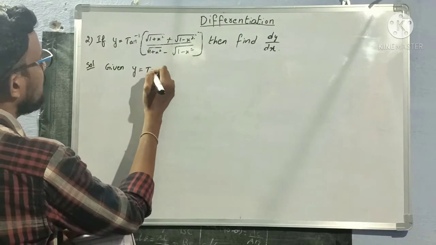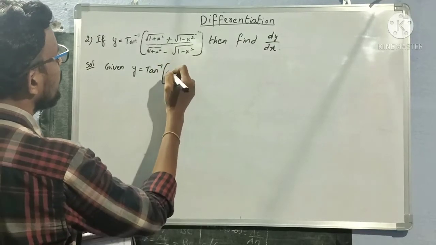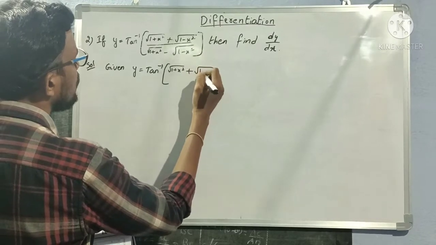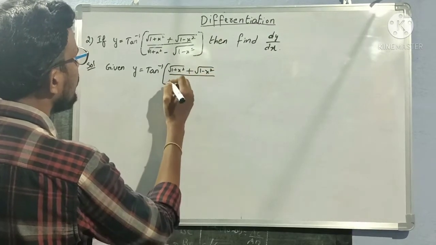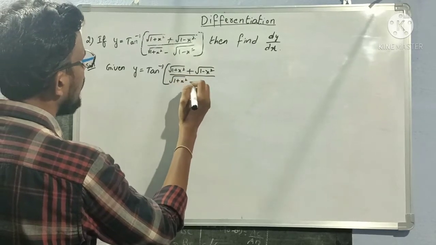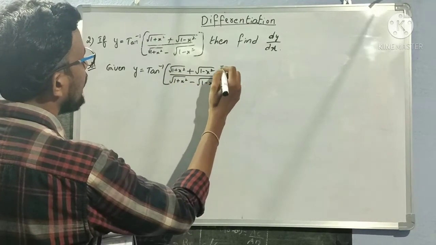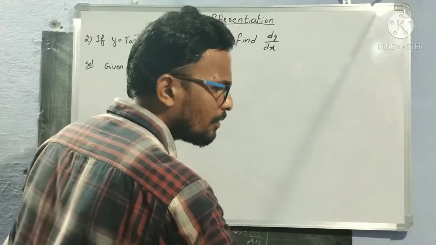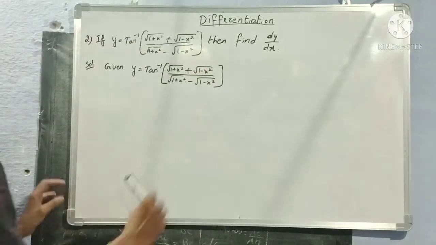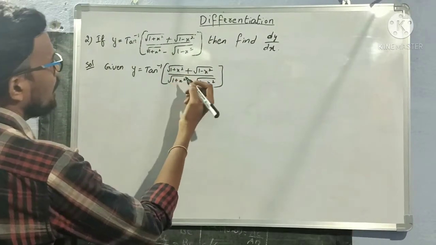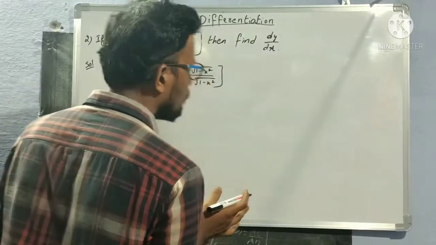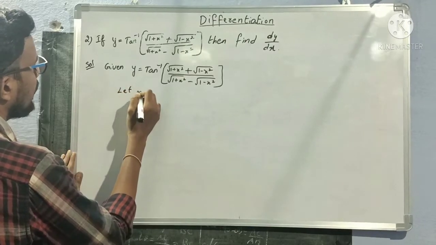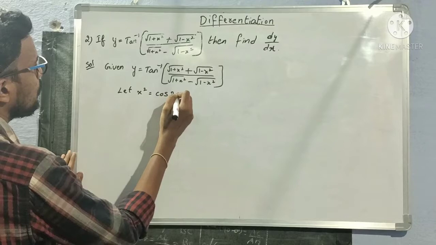y is equal to tan inverse of (square root of 1 plus x square plus square root of 1 minus x square) by (square root of 1 plus x square minus square root of 1 minus x square). This is given. Now we need to find dy by dx for this problem. So now, instead of x square, I am taking some value, that is cos 2 theta. Why I am taking it, I will reveal afterwards. First you listen. Let x square is equal to cos 2 theta.